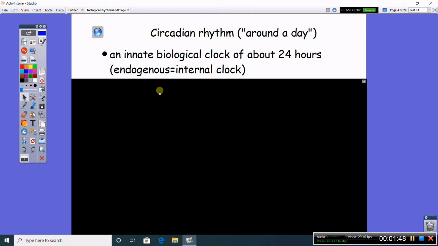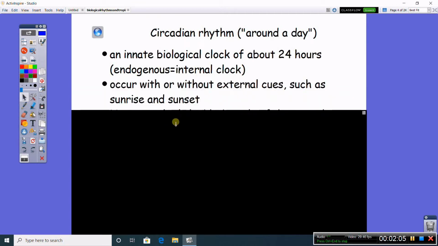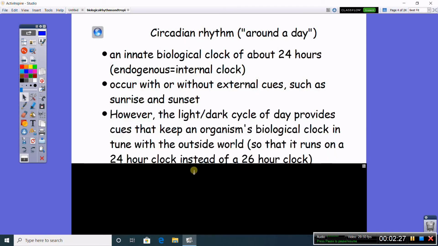Okay, so remember, circadian, circa is around, dia is day. So circadian means around a day. It is an internal biological clock of about 24 hours. It is endogenous, which means it's internal. This clock operates with or without external cues such as sunrise and sunset. So if the cue had only been sunrise, that bean plant wouldn't have raised and lowered its leaves. But the fact that we saw it raise and lower its leaves, even in complete darkness, means there's got to be something else going on.